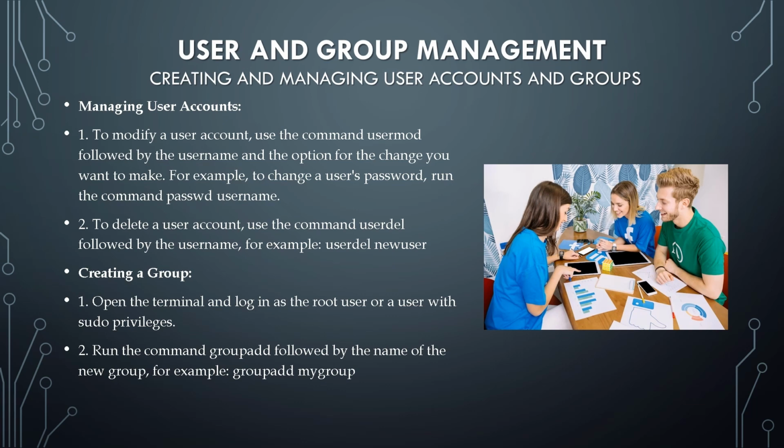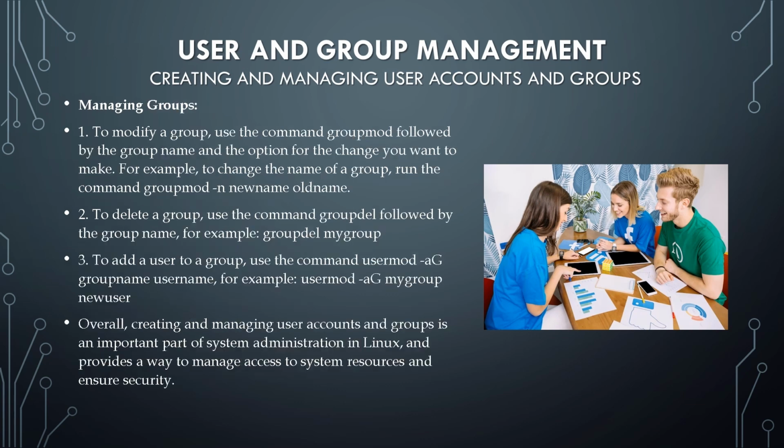Creating a group. 1. Open the terminal and log in as the root user or a user with sudo privileges. 2. Run the command groupadd followed by the name of the new group, for example, groupadd mygroup. Managing groups. 1. To modify a group, use the command groupmod followed by the group name and the option for the change you want to make. For example, to change the name of a group, run the command groupmod -n new name old name. 2. To delete a group, use the command groupdel followed by the group name, for example, groupdel mygroup.